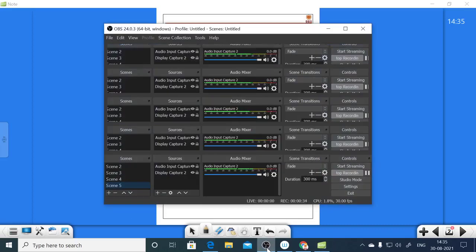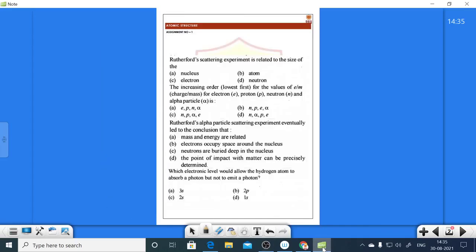So everything is okay? Yes. So the Rutherford scattering experiment is related to the size of the, as we all know, everything from the Rutherford model is all about the nucleus. So the Rutherford scattering experiment is related to the size of the nucleus.